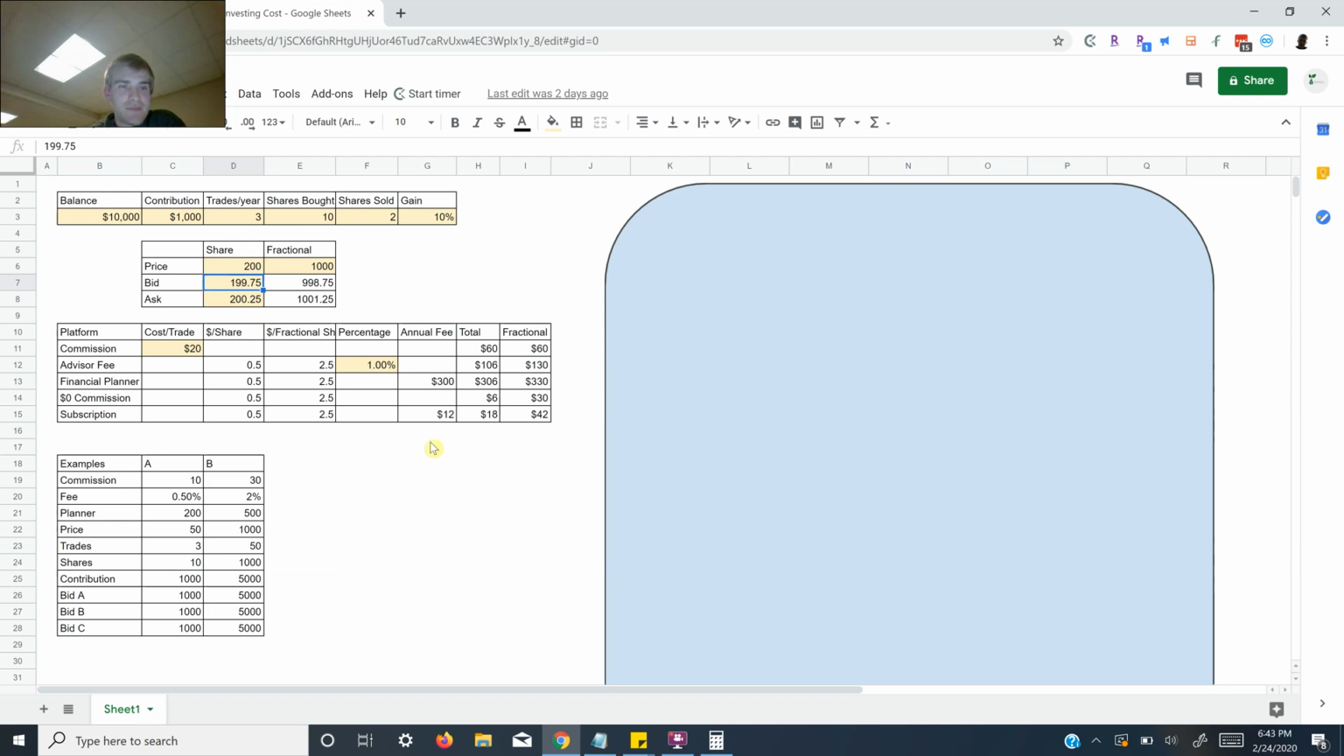Yeah, so depending on the share price, the bid ask of the fractional share will adjust based off the bid ask of the original share price. So we've got a few different methods. This third table here is just going over the different methods. The fourth table down there is just for me to look at different examples of playing with the numbers I have as inputs.